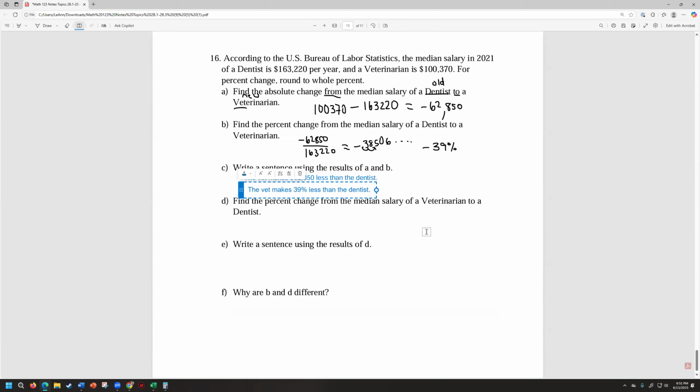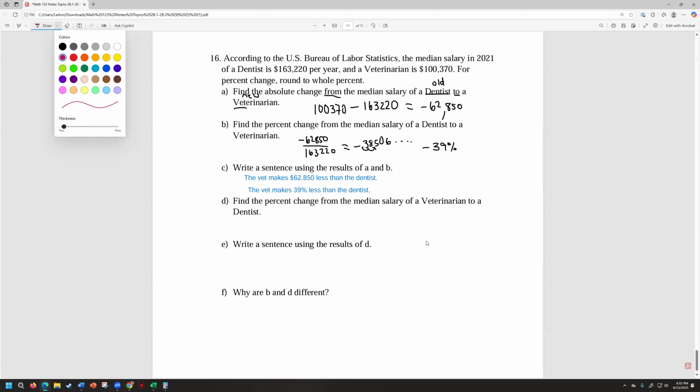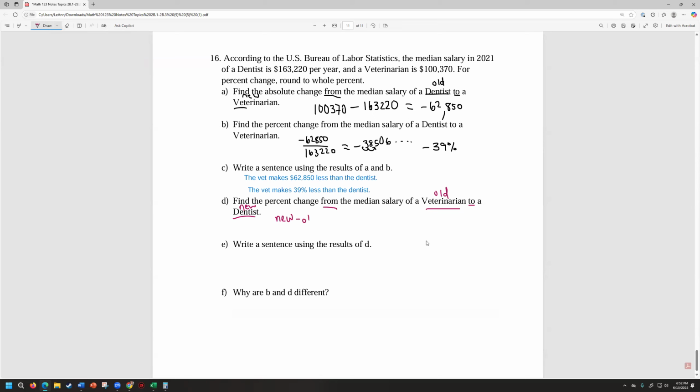That's it. Okay. Now we're going to change the order this time for part B. We're going to do from the vet. So now we're treating the vet as the old, and the dentist is going to be the new. So to find the percent change, remember you do new minus old divided by old times 100%. Okay. So the new is the dentist, so that'd be the 163,220 minus the vet, which is 100,370.